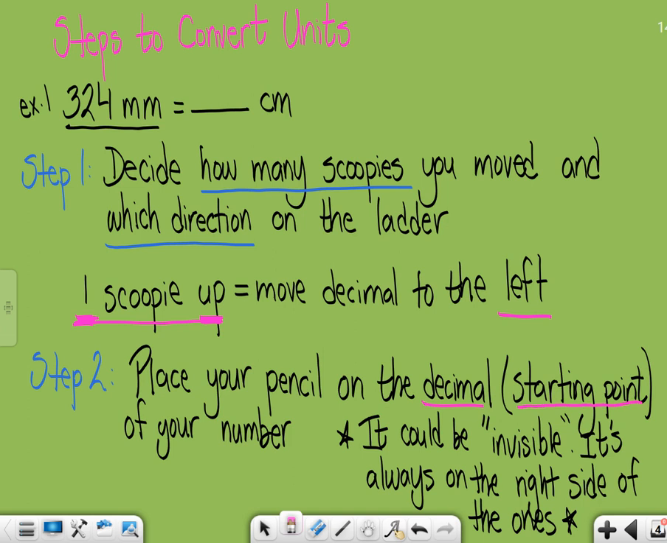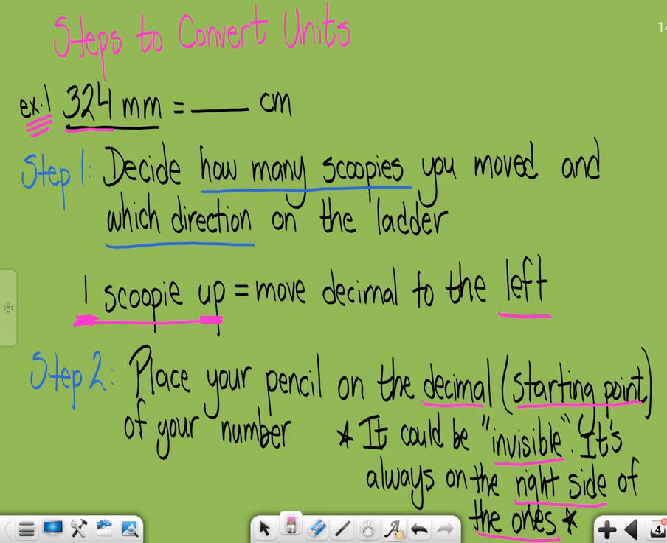Now, some questions don't have a decimal. In our case today, our example 1 doesn't have a decimal place, but that's why I put a little star. It could be invisible. Right now that decimal is there, but like we talked about this past unit, it's invisible. Just remember it's always on the right side of the ones. Look at our number right now, 324. Which digit is in the ones right now? Hopefully you're saying 4. 4 is in the ones, 2 is in the tens, 3 is in the hundreds.